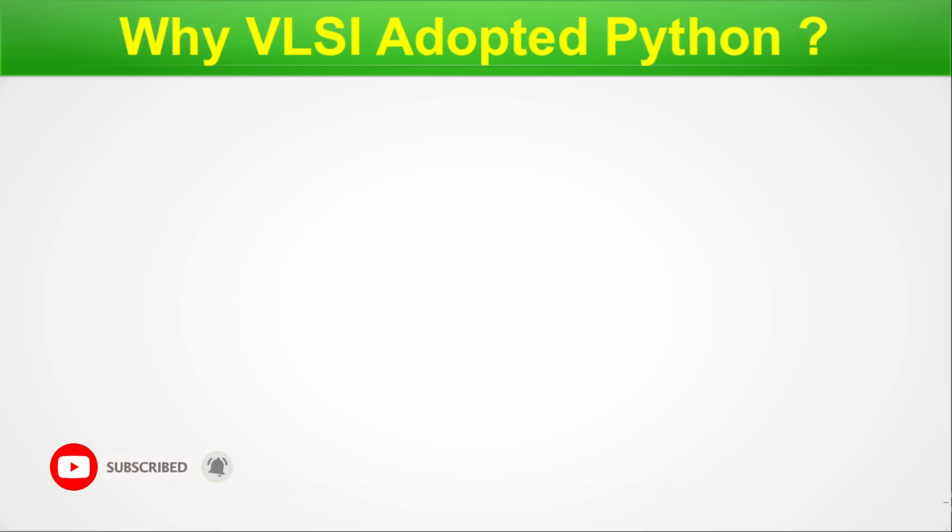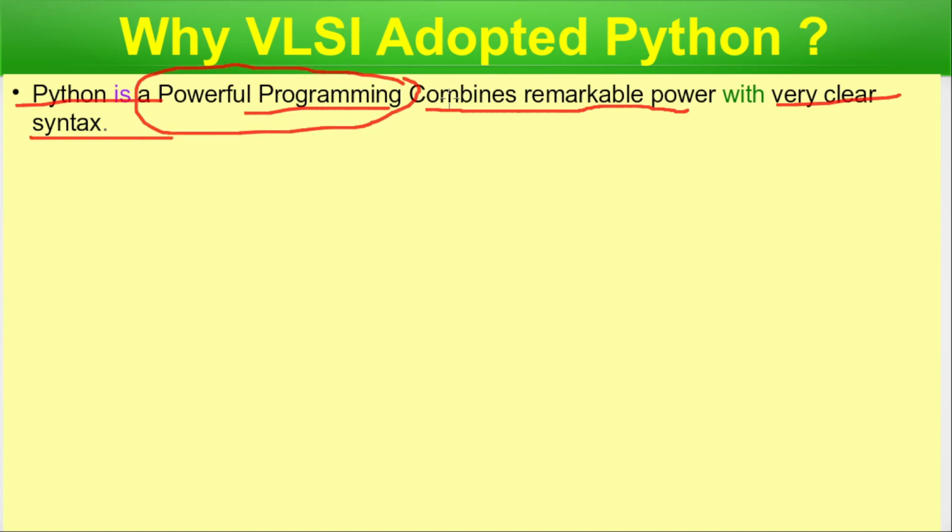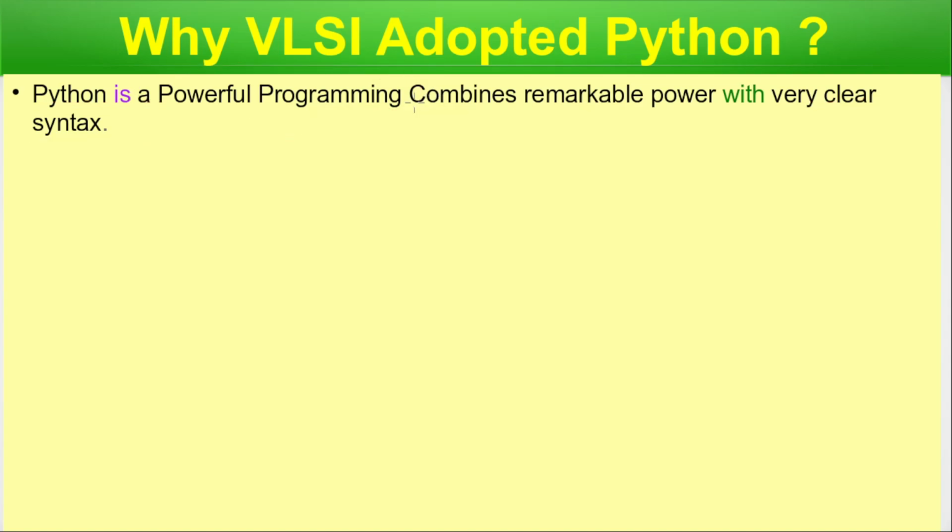Why did VLSI adopt Python? That means why VLSI engineers prefer to use Python. Python is a powerful programming language that combines remarkable power with very clear syntax. By birth, Python is an object-oriented language. You know the difference, right? C is a procedure-oriented language, whereas C++ is object-oriented. Similarly, Perl is procedure-oriented by birth. However, you can do object-oriented programming, and we have episodes on that in the Perl playlist. In contrast, Python from birth is an object-oriented programming language and we can use its power for scripting in VLSI.